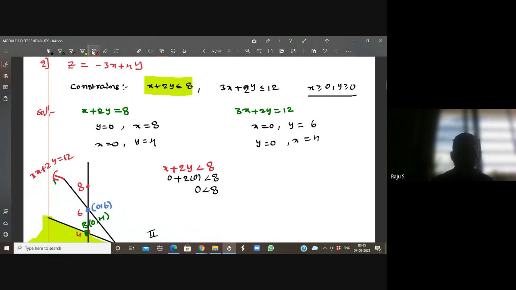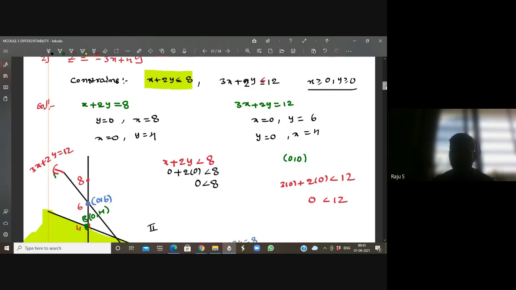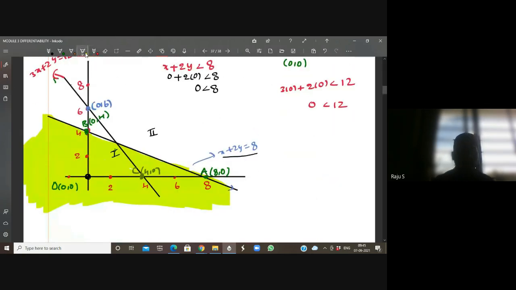Again, I'm going to check whether this line can divide the plane into two parts, part 1 and part 2, right? So again I take one point randomly, the origin (0, 0), and substitute here. 3 into 0 plus 2 into 0 is less than 12 or not? 0 is less than 12. Yes, (0, 0) is the solution. Now you can shade the region.